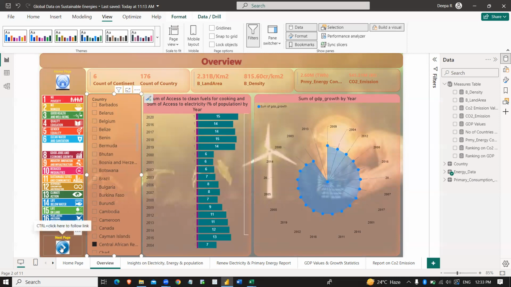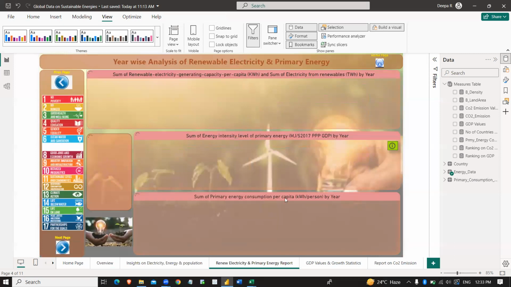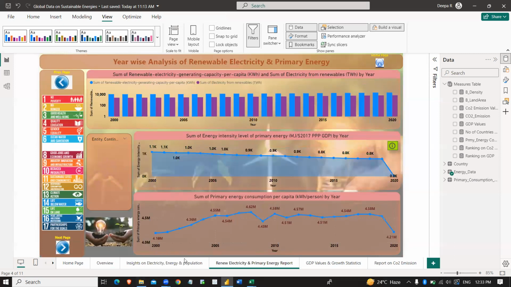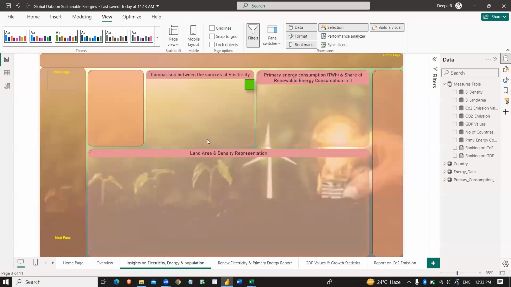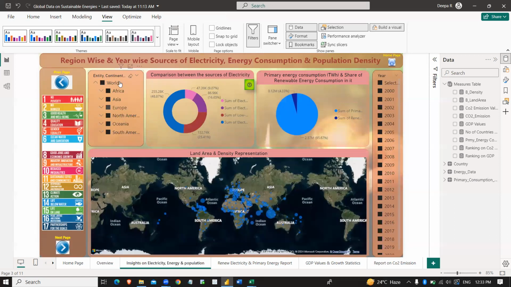So let me move on to the next page, where I'll be showing you the insights of electricity, sources of electricity, or energy consumption or primary energy consumption per capita. Sorry. Okay. So in this page, I have taken a hierarchy.